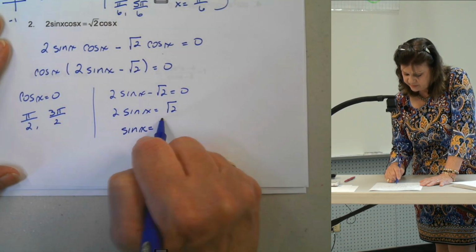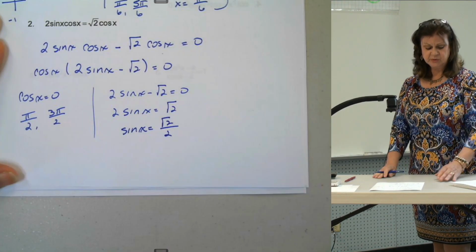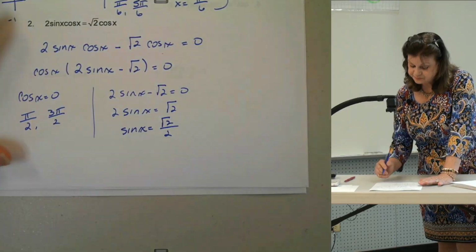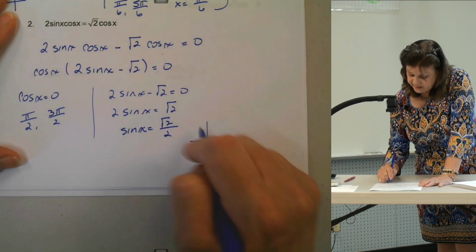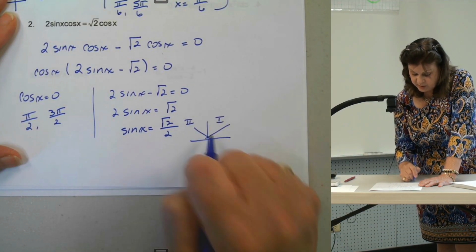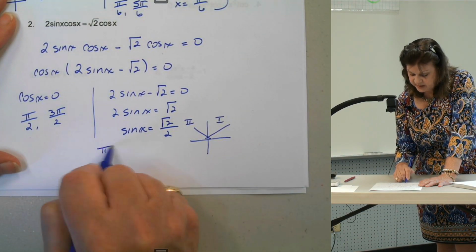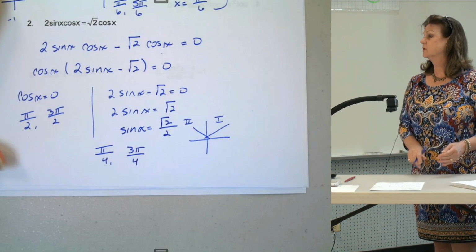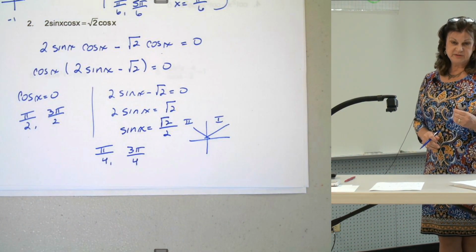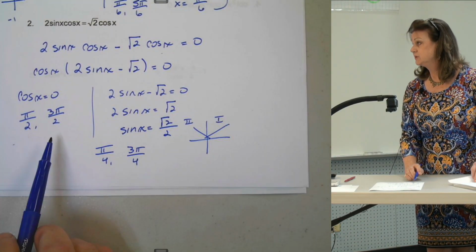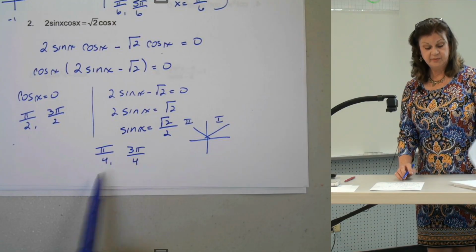And the sine of some angle is square root of 2 over 2. Well, of course, that's one of the angles we know. And again, sine is positive in quadrant 1 and quadrant 2. So the answer is pi over 4 and 3 pi over 4. So I have 4 values of x that make this true: pi over 2, 3 pi over 2, pi over 4, 3 pi over 4.